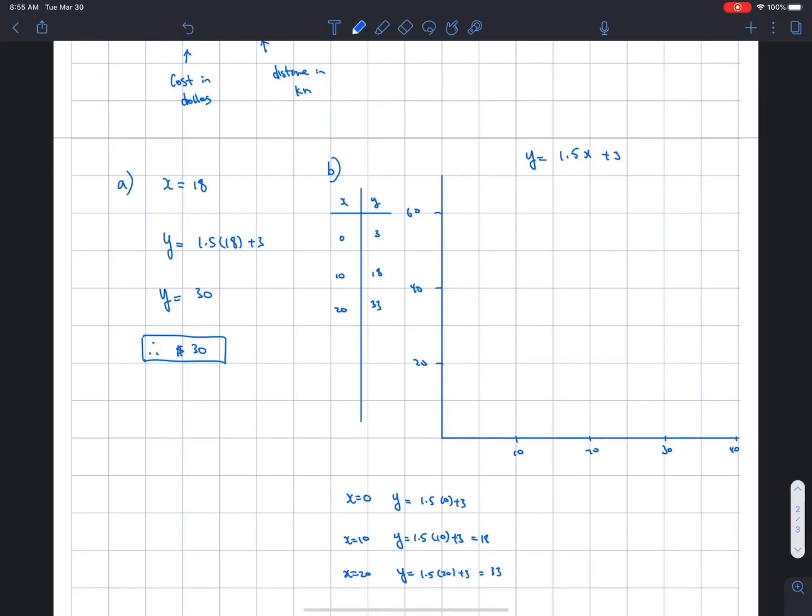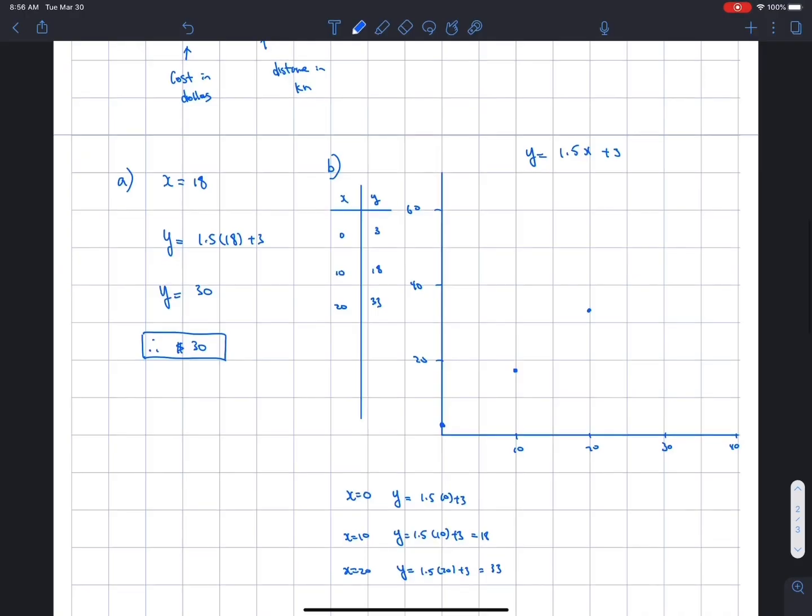And that's it. 0 and 3, but just roughly here. 10 and 18 will be roughly here. And then finally 20 and 33 roughly there. Yeah, just that. So just try our best to connect all the dots with our ruler so they form a straight line.